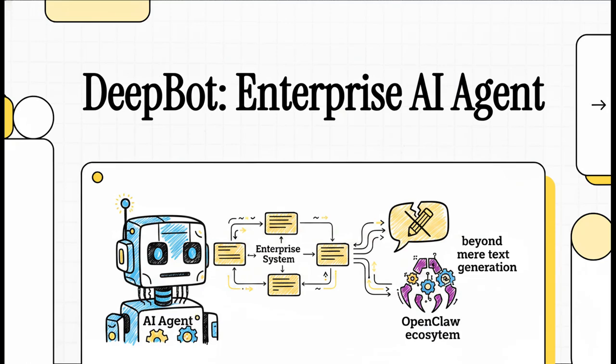Let's jump right into this explainer. If you've been spending any time in the OpenClaw ecosystem, you already know the frustration, right? Standard AI models are fantastic at generating text, but they really struggle to actually do the work. Well, today we are looking at DeepBot. It's a self-hosted AI agent that literally transforms your chat models into genuine enterprise system operators.